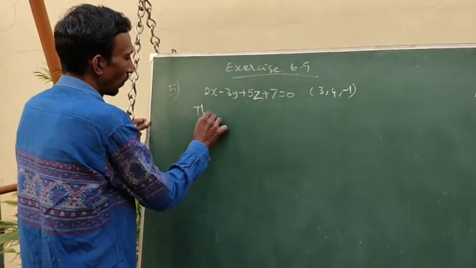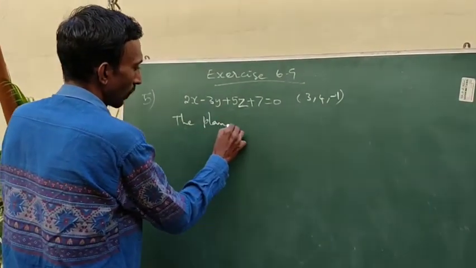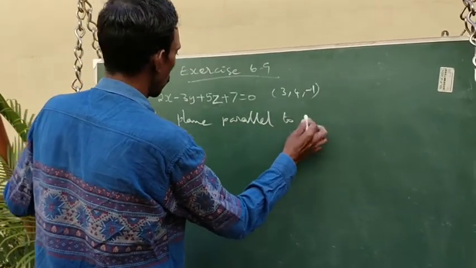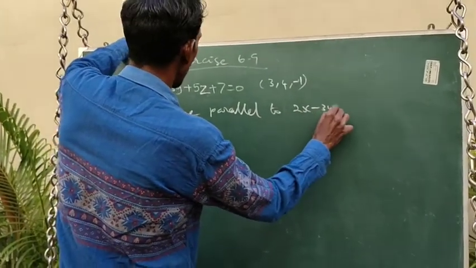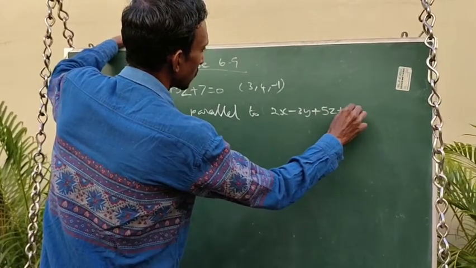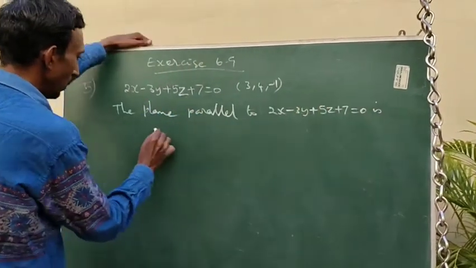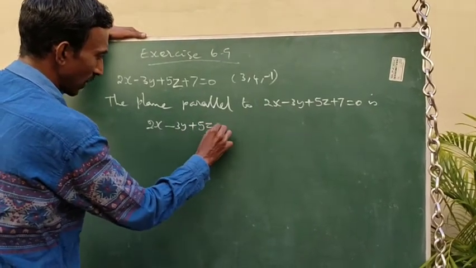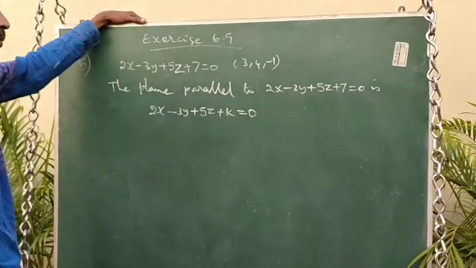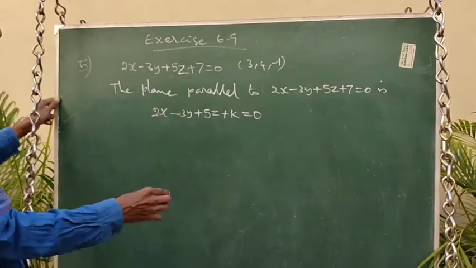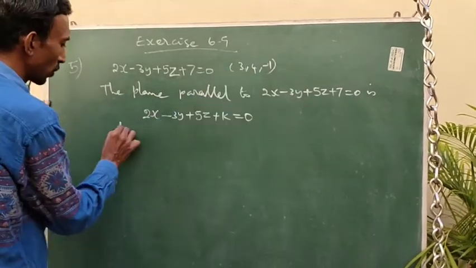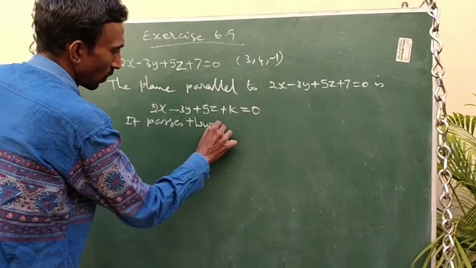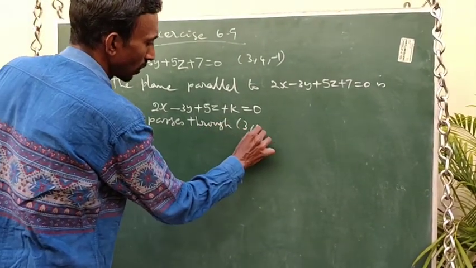So, the plane parallel to 2x - 3y + 5z + 7 = 0 is 2x - 3y + 5z + some constant = 0. The parallel planes differ only by the constant term. Again, it passes through the point (3, 4, -1).